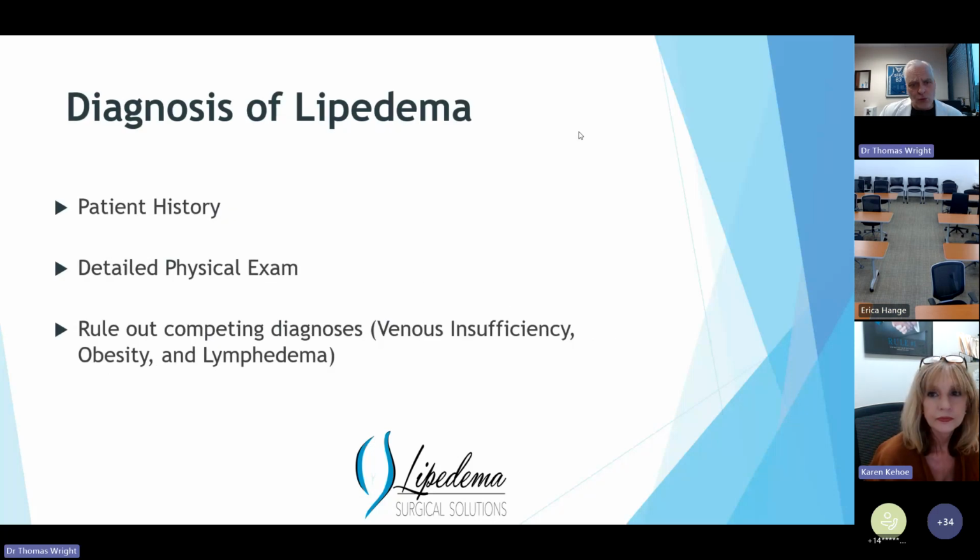So how do we diagnose it? How do we recognize lipedema? It has a patient history. It occurs almost exclusively in women. Onset is generally around hormonal changes, and it causes the pain and swelling that I just discussed. And then we do a detailed physical exam, and then we rule out competing diagnoses, because there are other things that can cause swollen and tender legs.